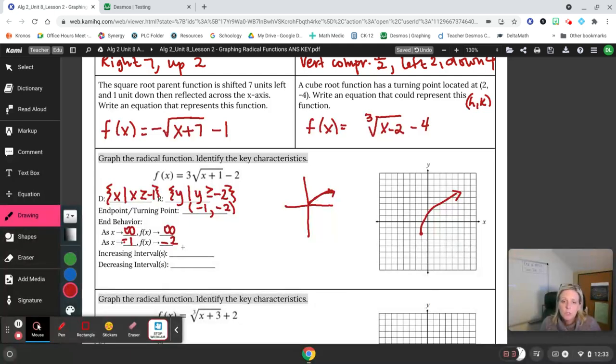Increasing intervals. So we start at -1 and we go to positive infinity. And then if we look at our graph, we don't have any decreasing intervals.